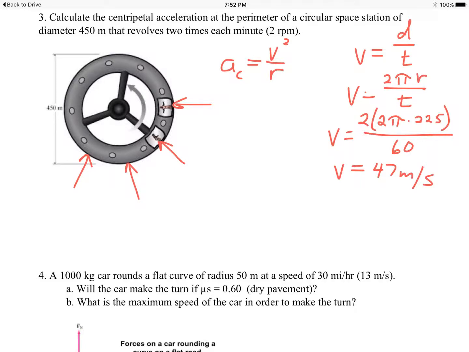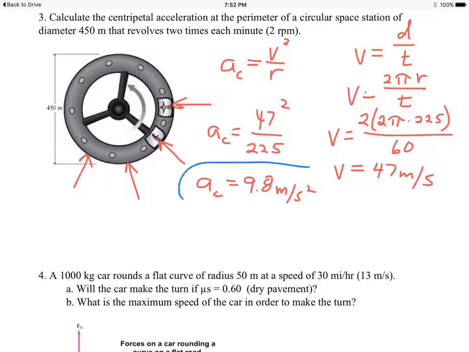Anyway, the centripetal acceleration here will be 47 squared over the radius, 225, and this one happens to come out to be 9.8. That's perfect, because that actually simulates normal gravity. That's an acceleration not due to gravity, but it's simulated to make it feel like it's gravity, you know, like you're back on Earth inside the space station in outer space.